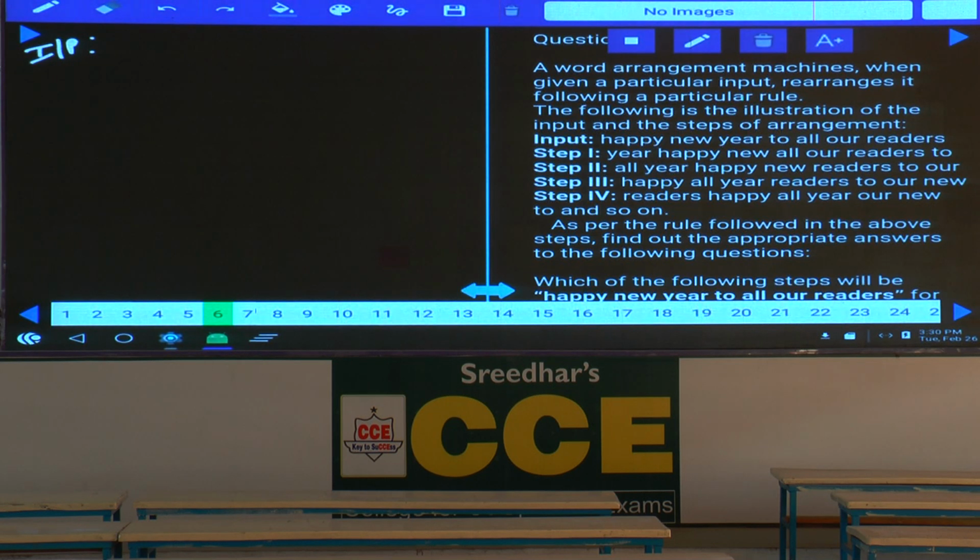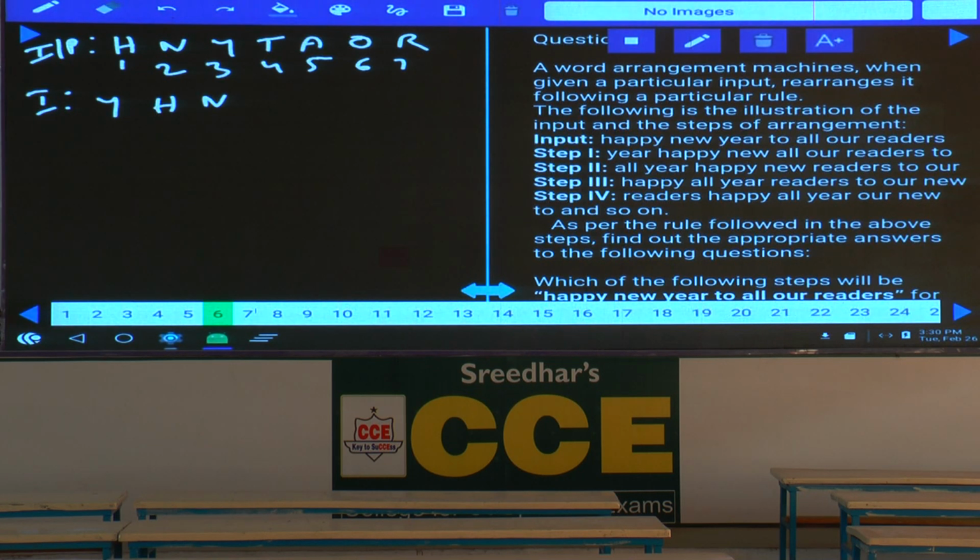Happy New Year to all our readers. Now if I give the numbering to this one: 1, 2, 3, 4, 5, 6 and 7. Then what about step 1 here? Step 1: Year, Happy New Year, Happy New, all our readers too.